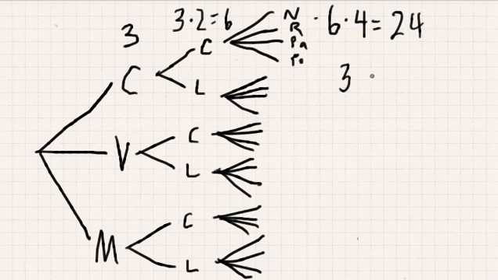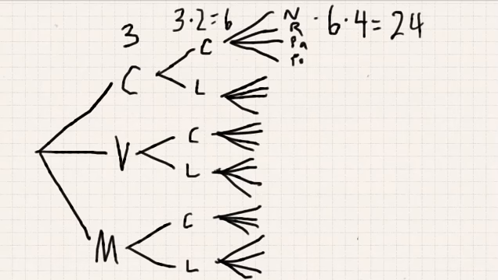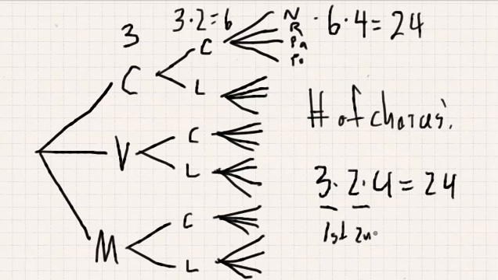So I had 3 initial choices, and then I had 6. But at the end of the day, the number of total meals, the number of total choices I can get, is 3 times 2 times 4, which is 24. 3 is my first choice, 2 is my second choice, 4 is my third choice, and altogether I get 24 choices. Great. So that's the multiplication principle. What it says is this.